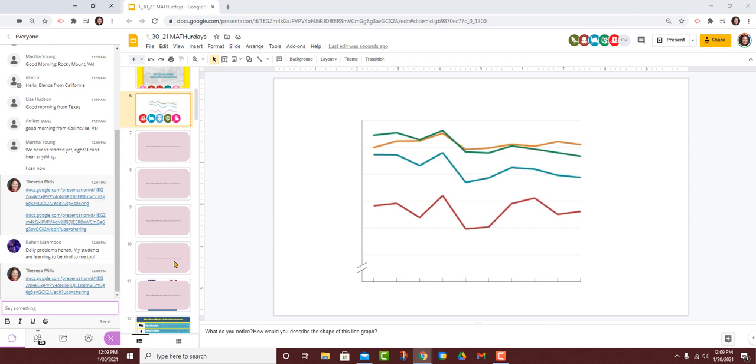So head over to Collaborate, go to the chat box, and write something that you notice. How would you describe this graph?